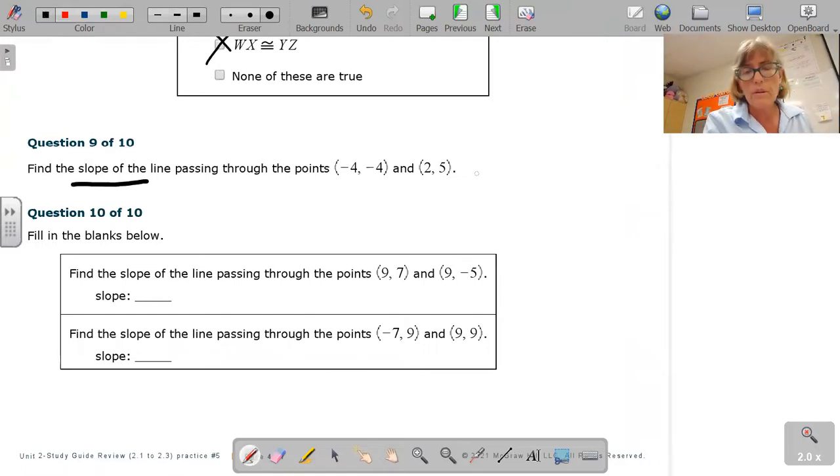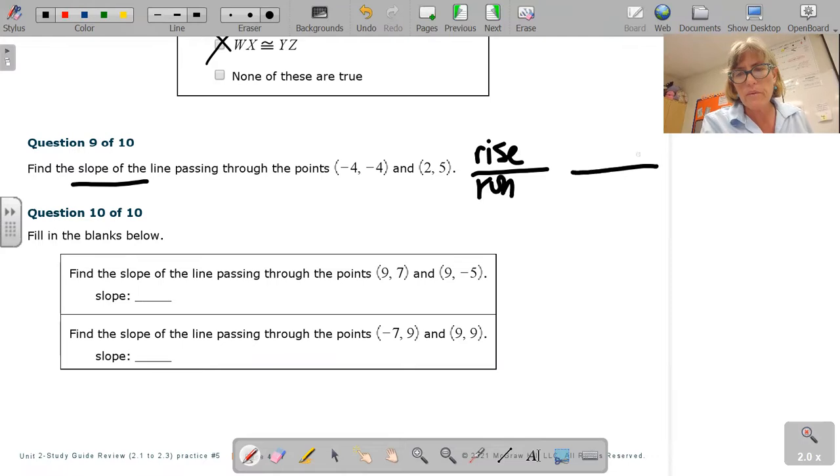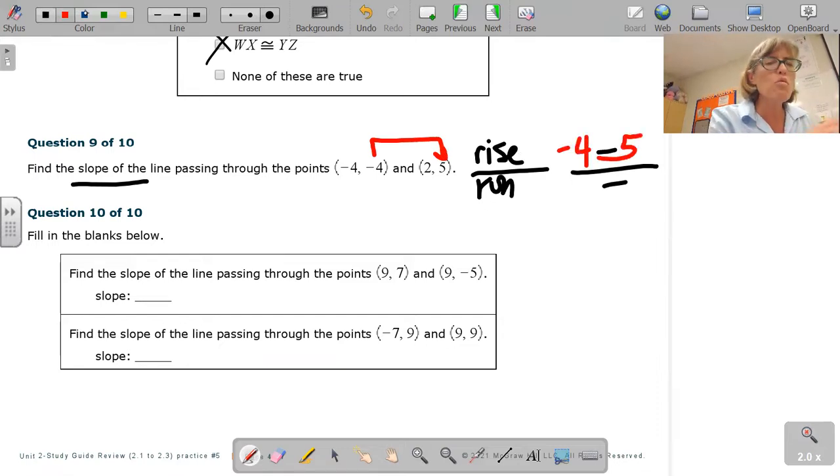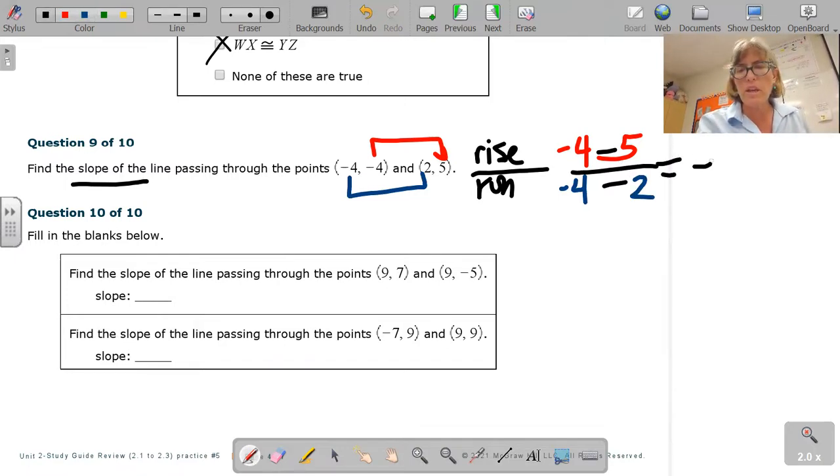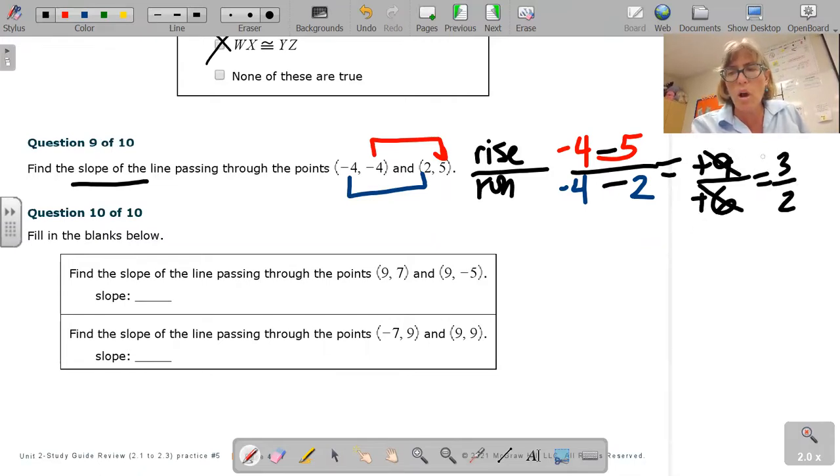Slope. Slope is rise over run. Rise, subtract the y's. Run, subtract the x's. So this ends up being negative 9 over negative 6. ALEKS is going to want you to reduce that. So 1, that's positive. 3 goes in there 3 times. 3 goes in there twice. And the answer it's going to want is 3/2.